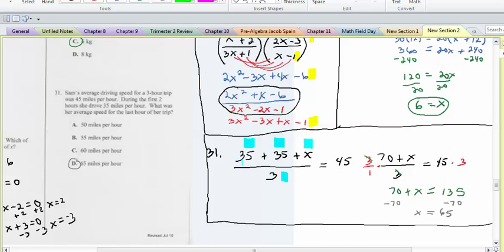So when you do average speed, you add all the values together and divide it by 3. That's where that 3 came from. Alright, so now I've got 70 plus x over 3 is equal to 45. Don't like fractions, so I multiplied both sides by 3. And I've got 70 plus x is equal to 135. I subtracted the 70 to get her third hour was 65 miles per hour, letter D.